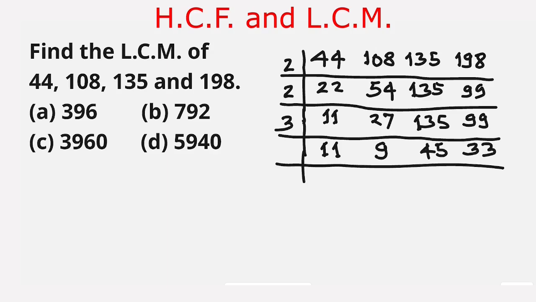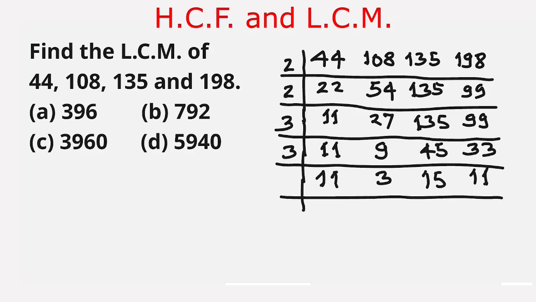We further divide these numbers by 3. We write 11 as it is, as it's not divisible by 3. 3 divides 9 for 3 times, 45 for 15 times, 33 for 11 times. We further divide it by 3, as two numbers are still divisible by 3. We write 11 as it is. 3 divides 3 for 1 time and 15 for 5 times, and we carry 11 as it is.